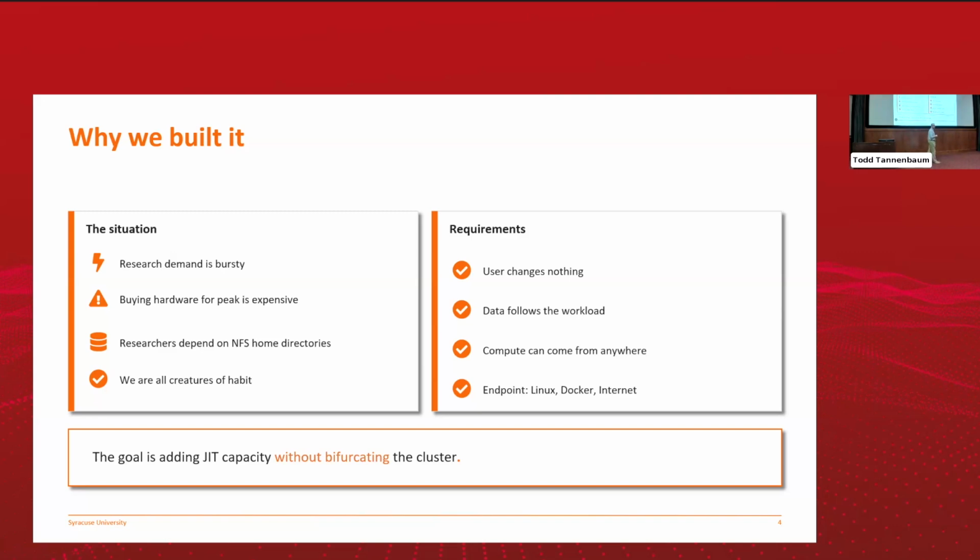So requirements: user changes nothing. They work the way they work today on-prem is the way they'd work in the cloud. I don't want them to know. I want to be able to add capacity, and their work goes there if it needs to, and if it doesn't, it won't. The data follows the workload. I don't want them to have to pre-stage their data. I want to do that on their behalf, or have their first job run pay for that slow read over a WAN. Therefore, their second job run runs quickly because it is cached at that remote site.